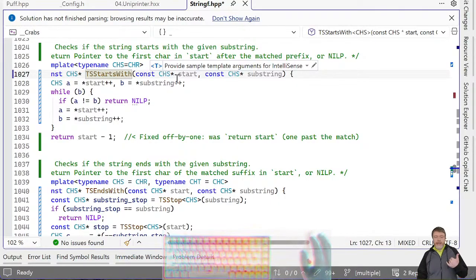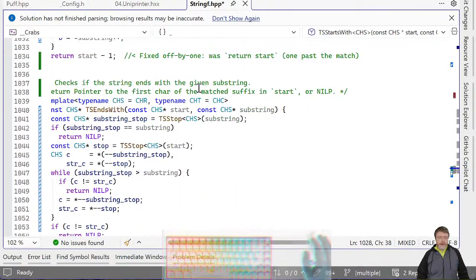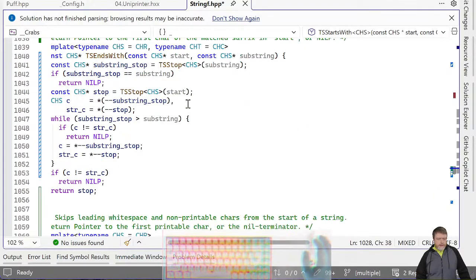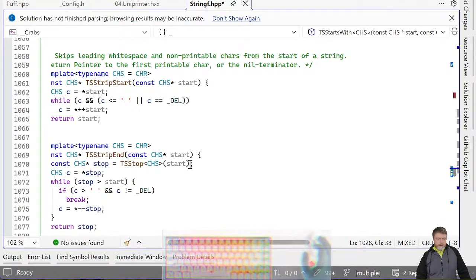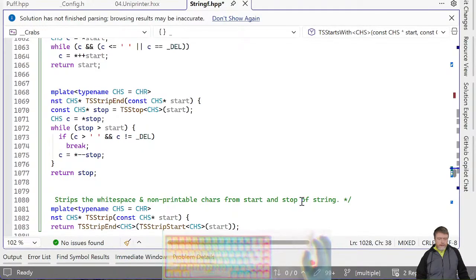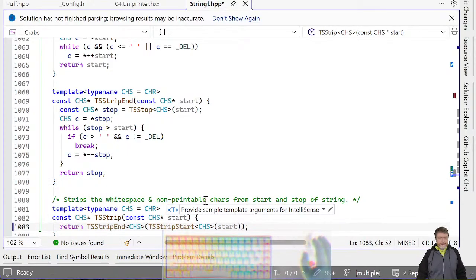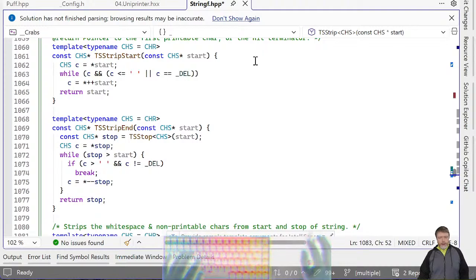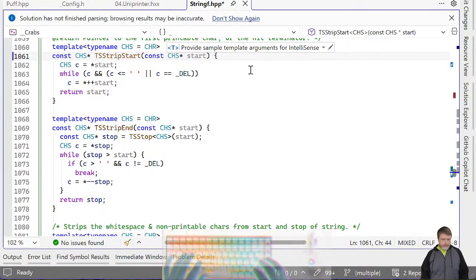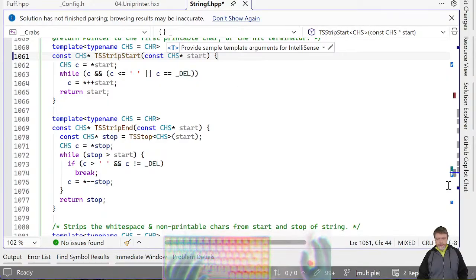So we're just trying to check to see if the string starts with or ends with a string. And then we need to strip the white space from the beginning and the end, which was a pretty easy function to write. Note, I am not checking for null pointers in every function I go into. It's your own responsibility.